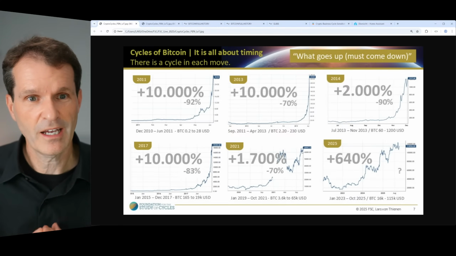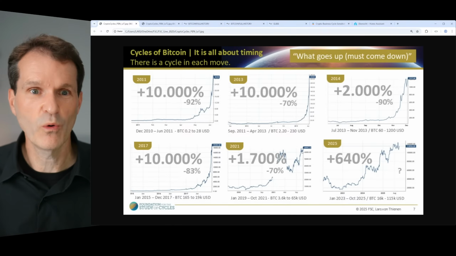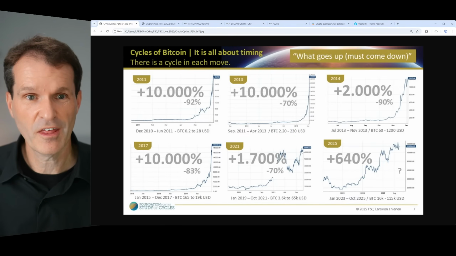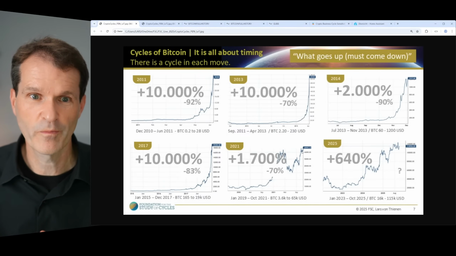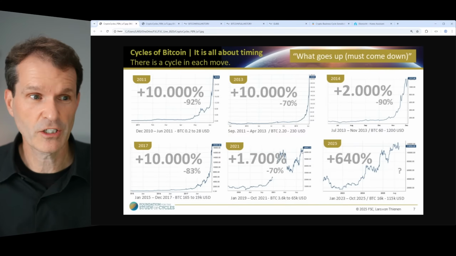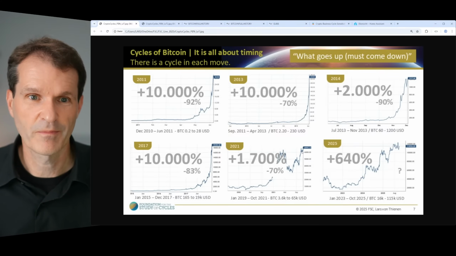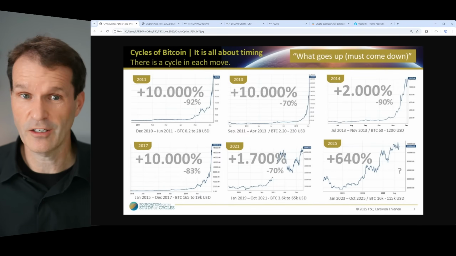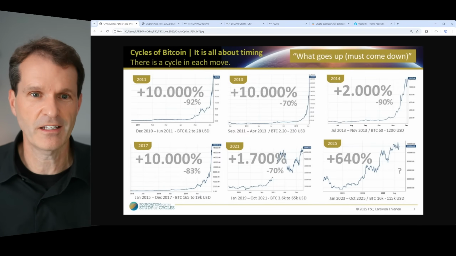Trading parabolic up moves is the most risky topic you can think about, because if you enter too late in that parabolic up move and you get into a correction of 80 to 90%, then you will be destroyed, and you don't want that to happen.